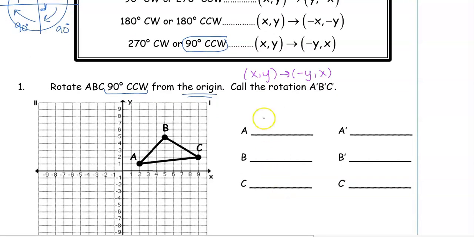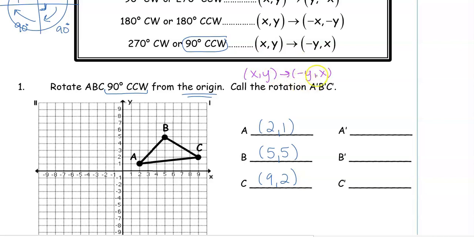Let's start by finding our original points, A, B, C. Remember, A prime, B prime, C prime, those are the image, where you end up after your transformation. So A is at (2, 1), B is at (5, 5), and C we're going right 9, up 2, which puts us at (9, 2). So x is the first number, y is the second number.